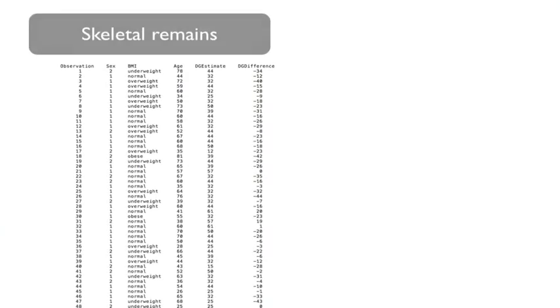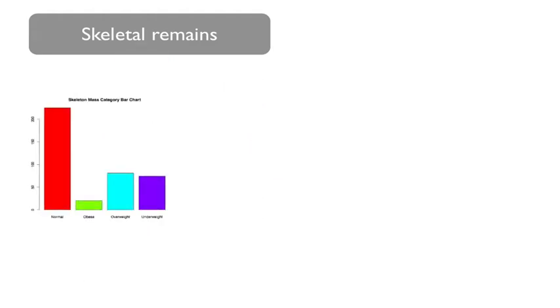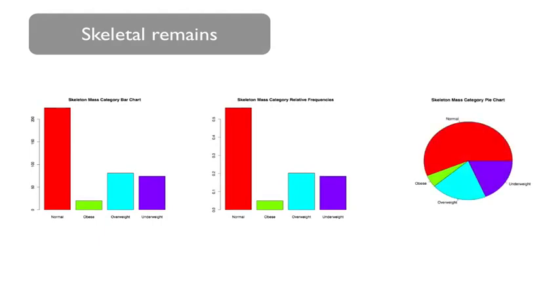The second categorical variable of interest for the skeletal remains dataset is the mass category, or BMI category. This variable is stored in the dataset under the variable name BMI. Try to apply the techniques learned in this tutorial to the BMI categorical variable and see if you can recreate the bar chart, relative frequency bar chart, and pie chart that Jeff displayed in the categorical variables lecture.